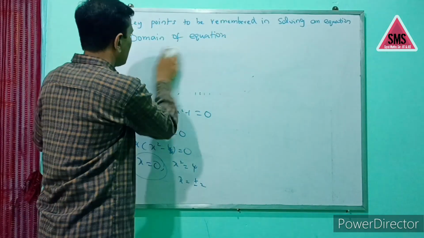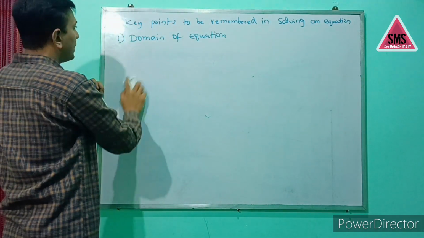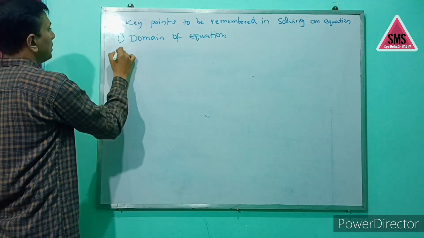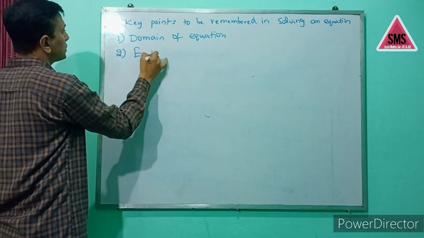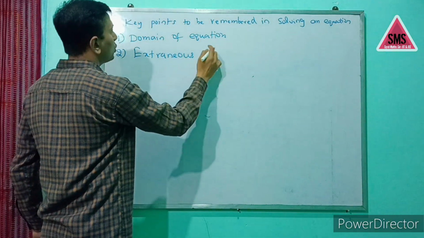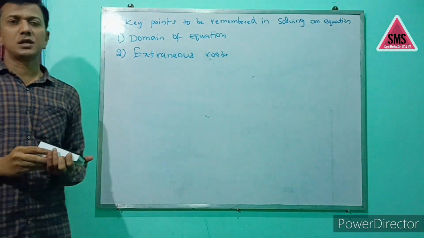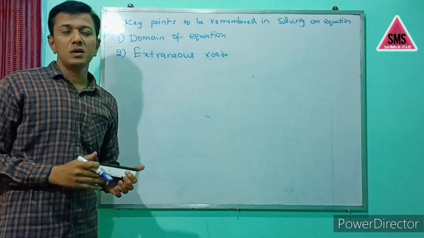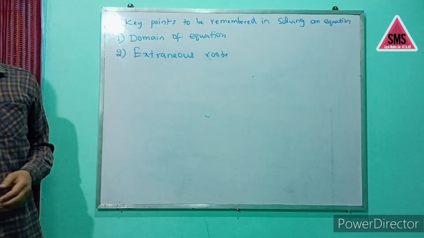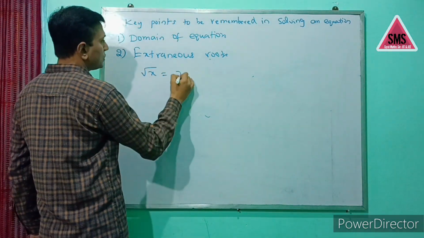Now, after discussing the domain of an equation, the second one is extraneous roots. What is the meaning of extraneous roots? In simple terms, extra root. Extraneous root is nothing but an extra root. So how are we going to get an extra root? We have an example: root x equals x minus 2.